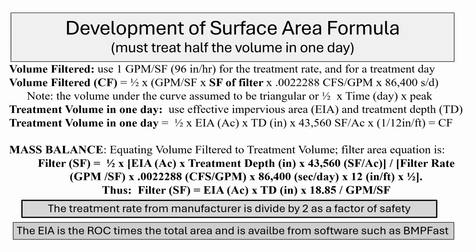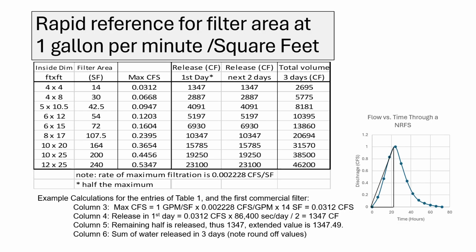An important practical note here is that the manufacturer's stated treatment rate is divided by 2 as a built-in factor of safety. The EIA itself is calculated as the runoff coefficient, or ROC, multiplied by the total contributing area, and this value is readily available from design software such as BMPTRAINS. Many designers rely on a rapid reference table to quickly determine filter area based on a flow rate of 1 gallon per minute per square foot.